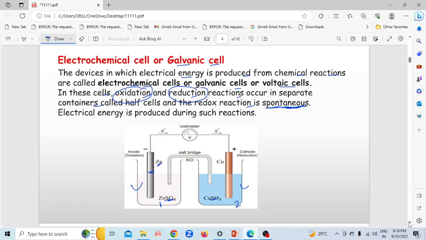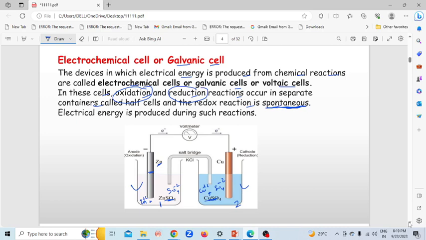Zinc sulfate here makes two ions, Zn plus 2 and SO4 minus 2. Similarly, here it is copper sulfate, so it will make Cu plus 2 and SO4 minus 2 ions. Copper sulfate is used as the electrolyte here, whereas in the first container zinc sulfate is used as the electrolyte.